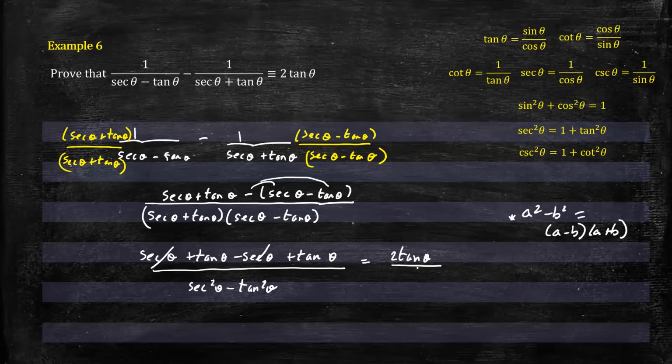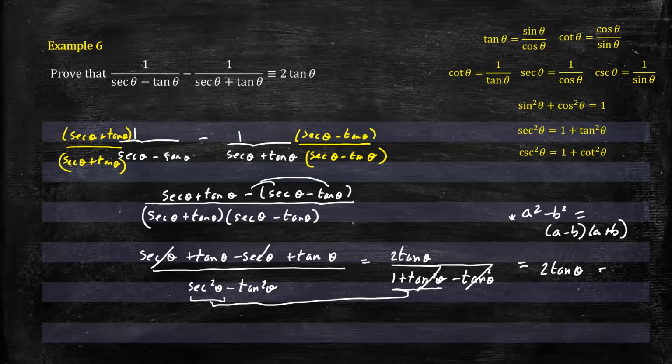What I'm going to change here is the sec squared theta and turn that into 1 plus tan squared theta minus tan squared theta. So this part became 1 plus tan squared theta. So you can see now that this denominator will cancel and you'll be left with 1 in the denominator. So your final answer is 2 tan theta, which is equal to the right-hand side.